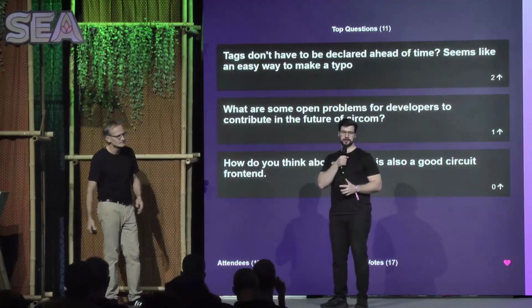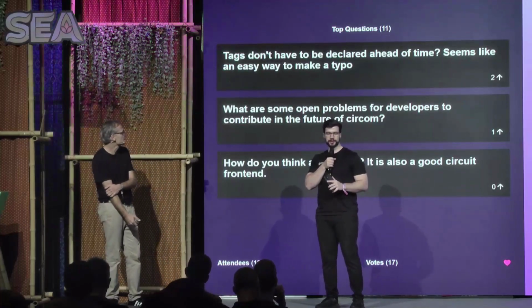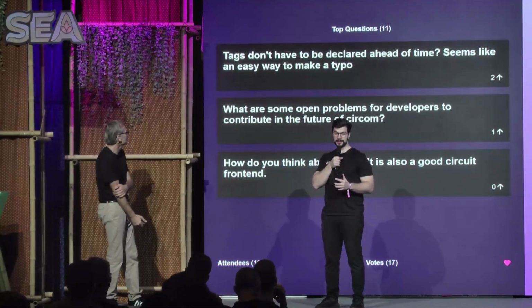Got it. And I think this will be the last question because we're running out of time. Tags don't have to be declared ahead of time. Seems like an easy way to make a typo. Well, types need to be declared ahead, so buses should be declared before using them. But for tags, it's not like this. And maybe in the near future, we will at least have the possibility to describe them and associate them to some buses in advance, to avoid mixing things or making something that is not easy to read because you combine tags on different things, okay?